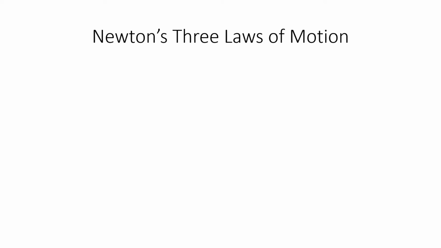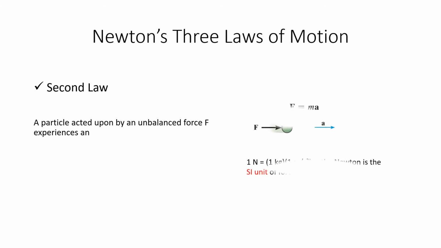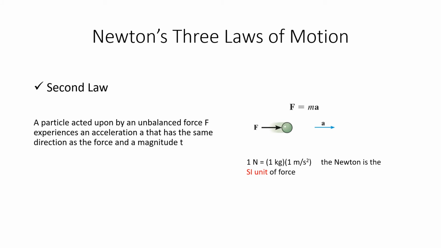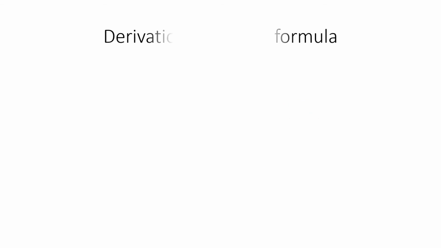Newton's second law. It states that a particle acted upon by an unbalanced force, F, experiences an acceleration a that has the same direction as the force and a magnitude that is directly proportional to the force. F equals m multiplied by a, where m is the mass of the object. Derivation of Newton's second law formula.